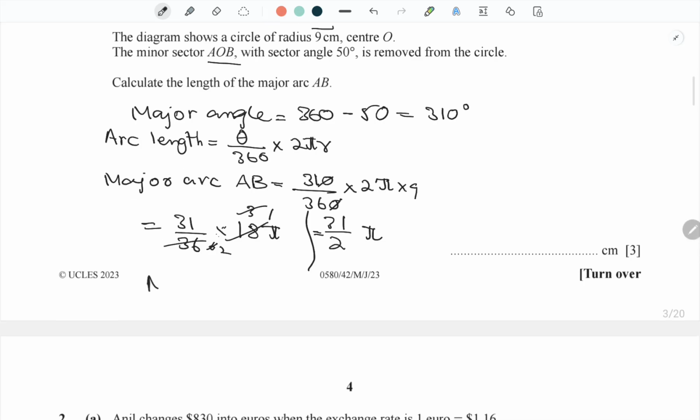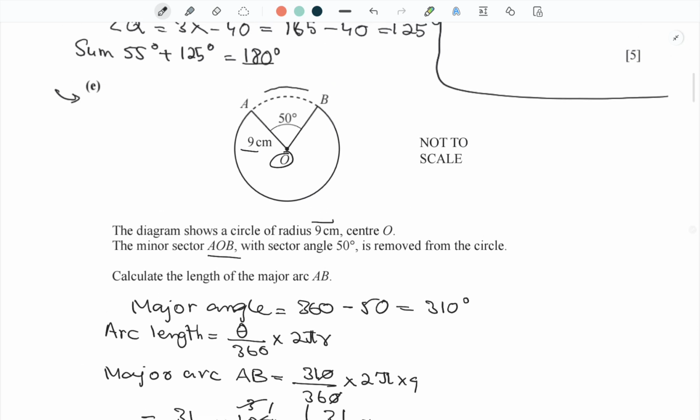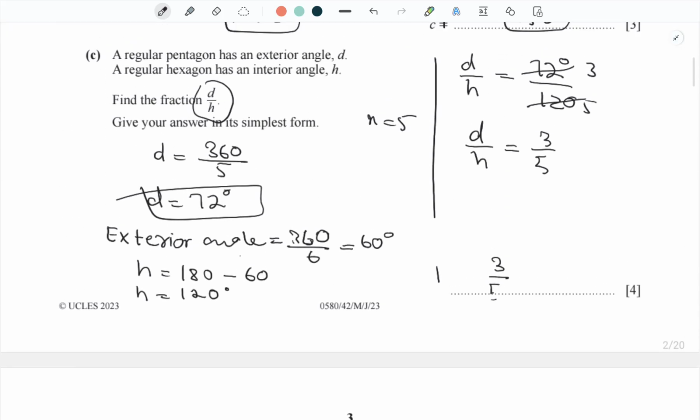So at the end we get the final answer of the major arc, that is equal to 48.7 centimeters, right? So I write the answer here, 48.7 centimeters. So here's the complete solution of question number 1 of the IGCSE past paper 2023.